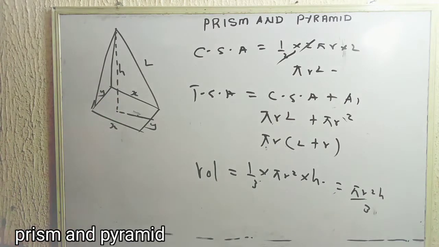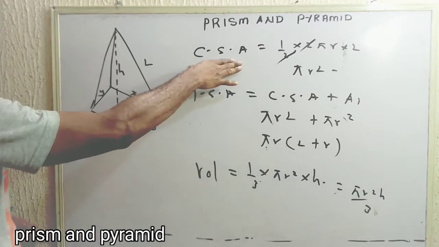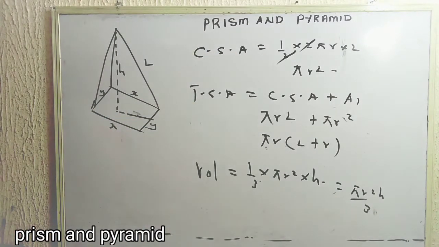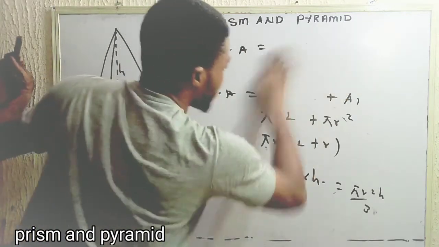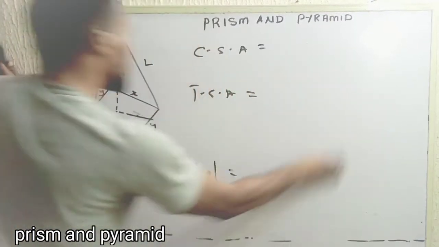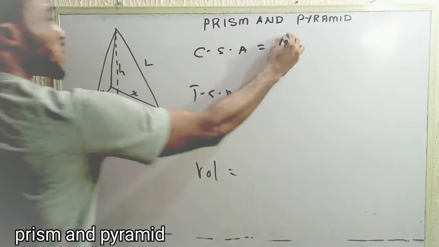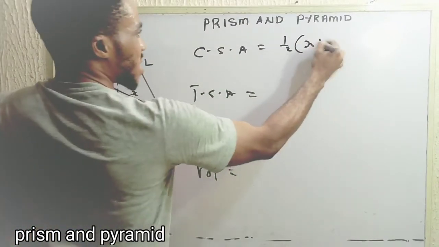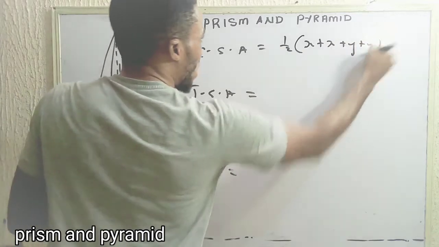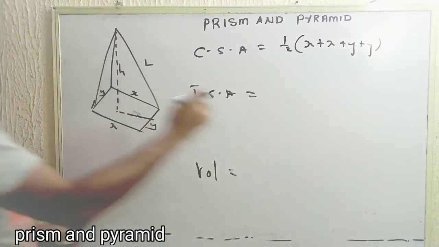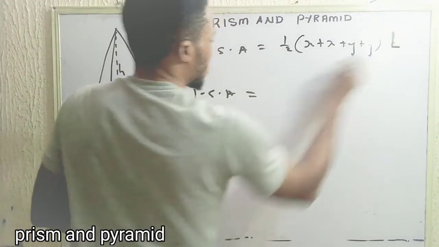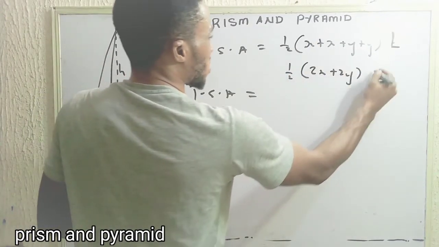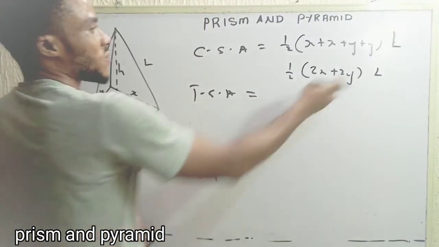And I need to find the formula for the curved surface area, total surface area, and the volume of this particular pyramid. So, like I said earlier, for the curved surface area, always begin with 1 over 2. Then the perimeter of the base, which is x plus y, times the slant height. I have L there. I have 1 over 2. This plus this, I have what? 2x plus 2y, which is what? L.